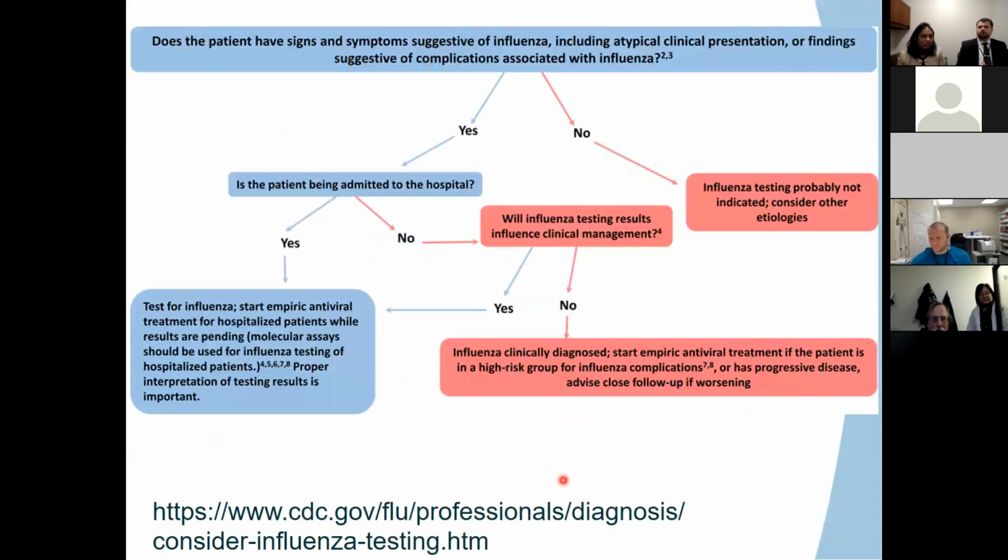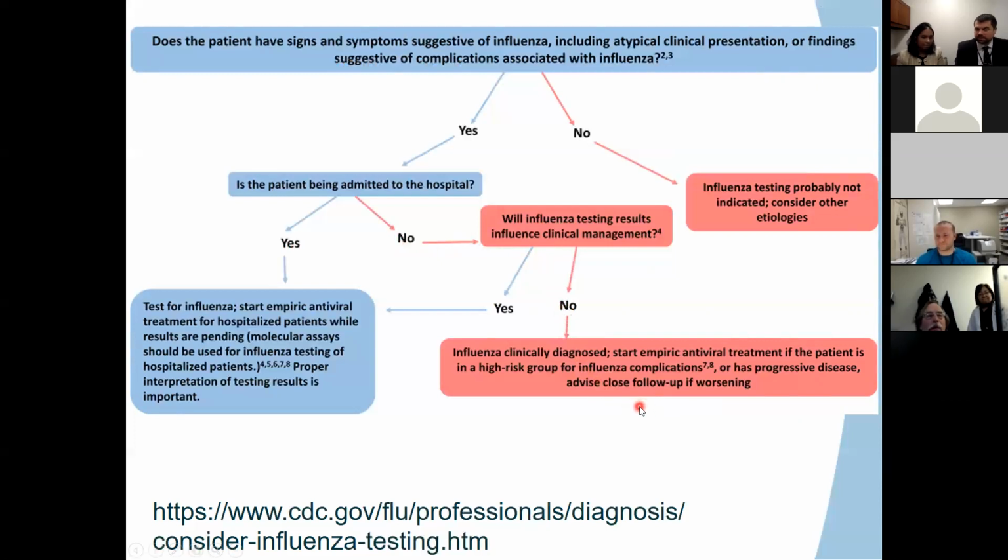And this is another nice graph, just like what we talked about from the CDC. They want us to follow a decision tree. Does the patient have signs and symptoms suggestive of influenza, including atypical clinical presentation or findings suggestive of complications associated with influenza? If no, you're good. Don't worry about it. But if yes, is the patient being admitted to the hospital? If no, will influenza testing change your clinical management? If you say no, then you can just go ahead and treat them, and make sure you prophylax the close contacts if needed.